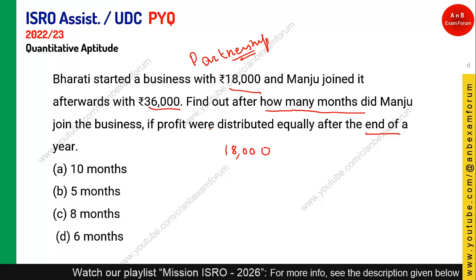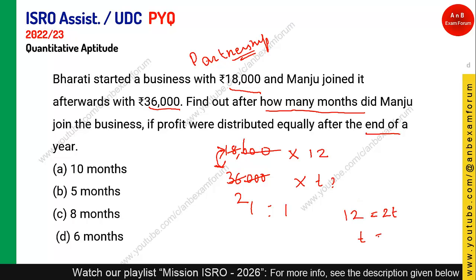For the annual, Bharti's contribution is 18,000 into 12, and Manju's contribution will be 36,000 into t. The time duration I don't know. Since the profit was equally distributed, the ratio will become 1 by 1, so we need to equate these two quantities. Cancelling out, 18 ones are 18, 18 twos are 36. So it becomes 12 is equal to 2t, and t equals 6 months.